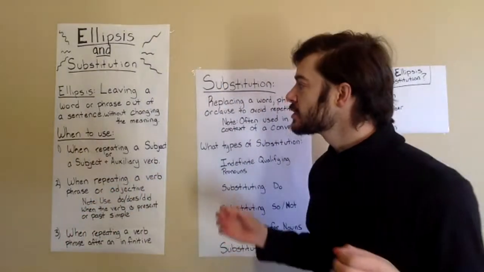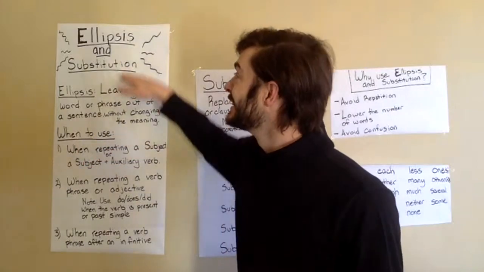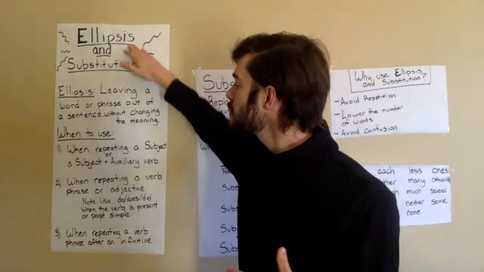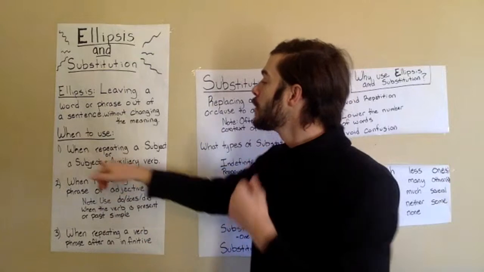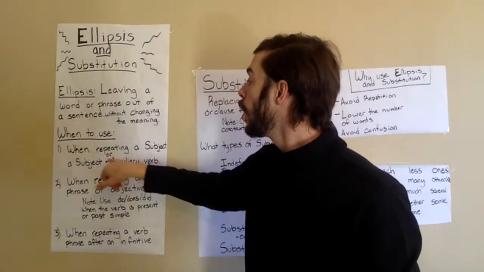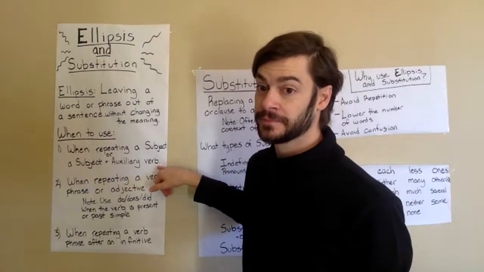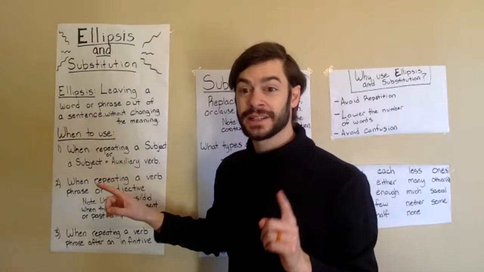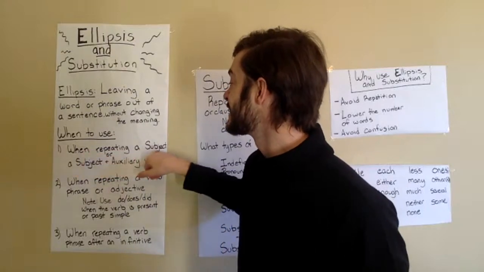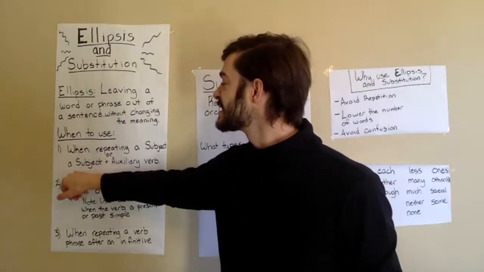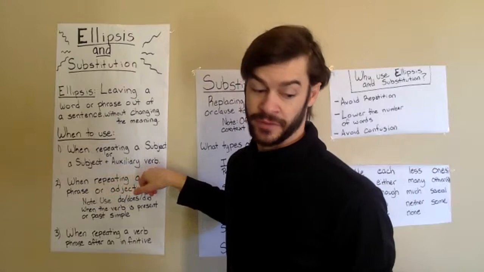Our first way that we use ellipsis, we'll start with ellipsis. The first way we use ellipsis is when repeating a subject or a subject plus an auxiliary verb. Okay, so the first way we use ellipsis is when repeating a subject or a subject plus auxiliary verb.